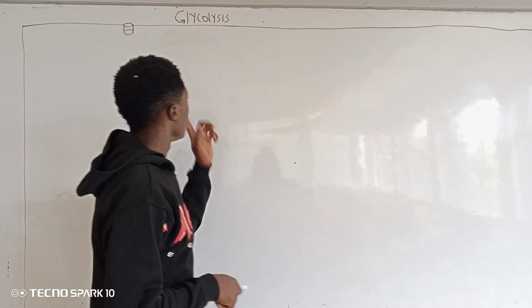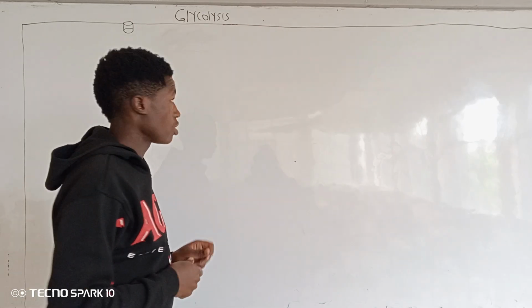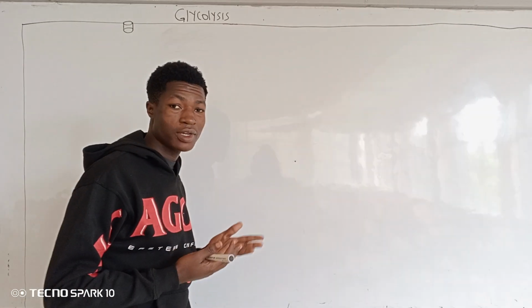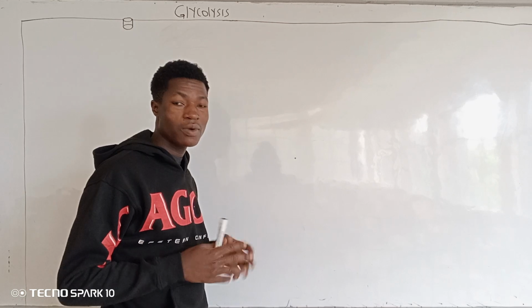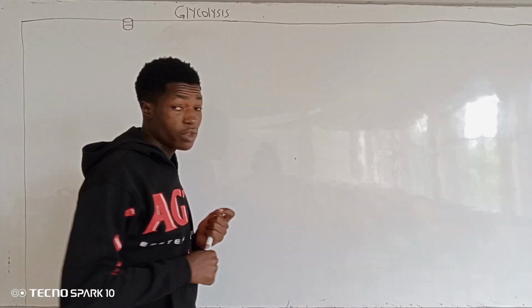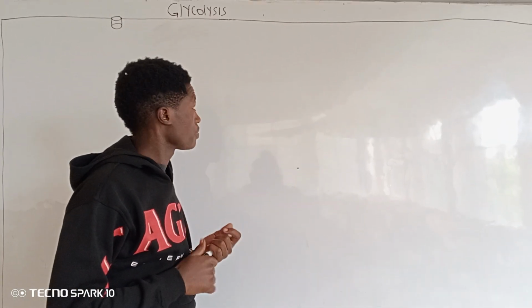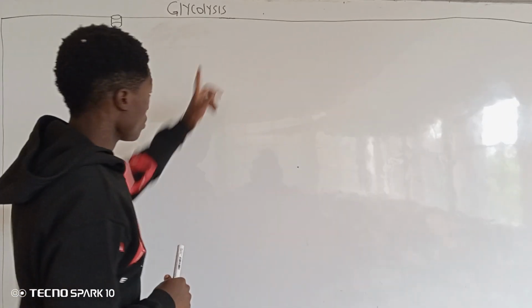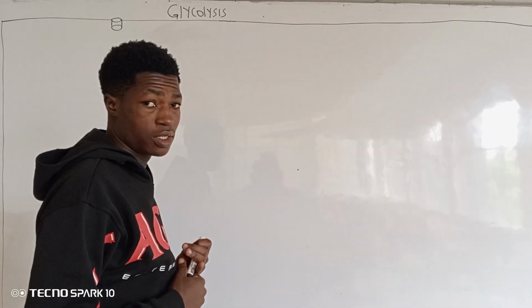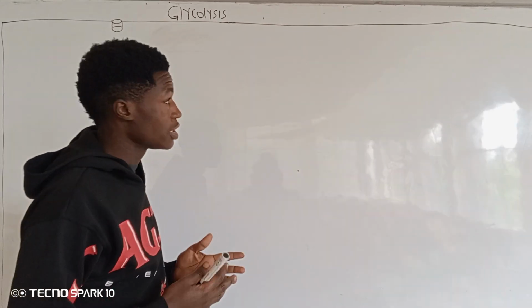So in this video, we are going to learn about glycolysis. I'm going to show you where glycolysis occurs in our body, when does it occur, why does it occur, and some of the organs that are involved in glycolysis. Now, let's see. I'm going to use this to represent the cell. So, what is glycolysis in the first place?